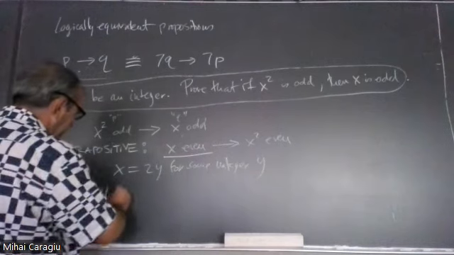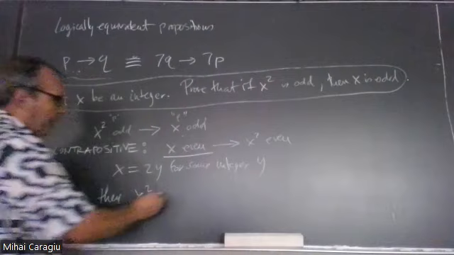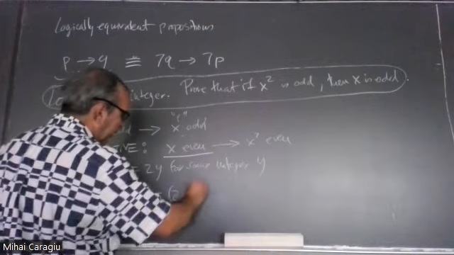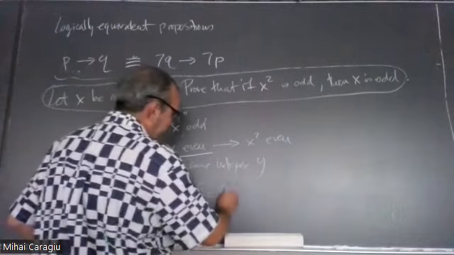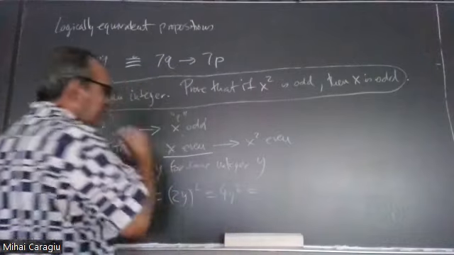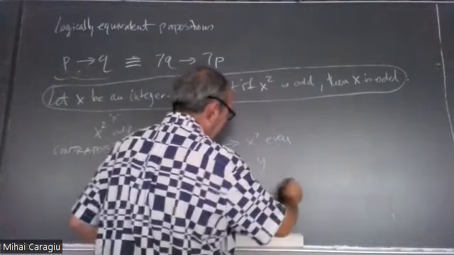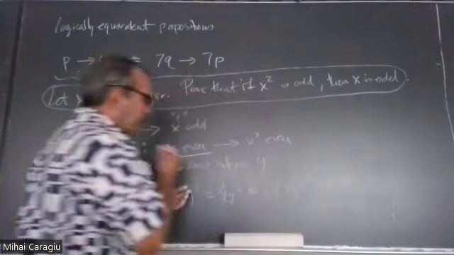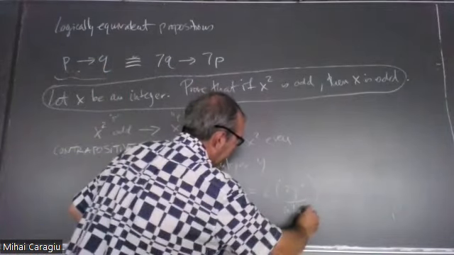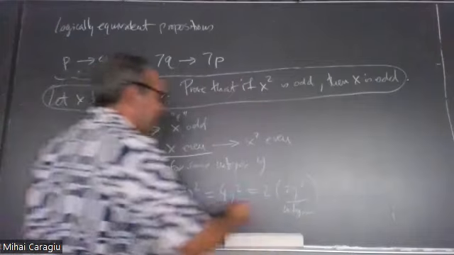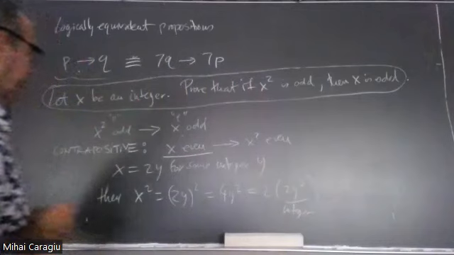So then, because x is 2y, x squared will be (2y) squared, which, if we square 2y, we get 4y squared, which is double some integer, so 2 times 2y squared. Because it's 2 times some integer, it's also even. So that's the conclusion of the proof by contrapositive.